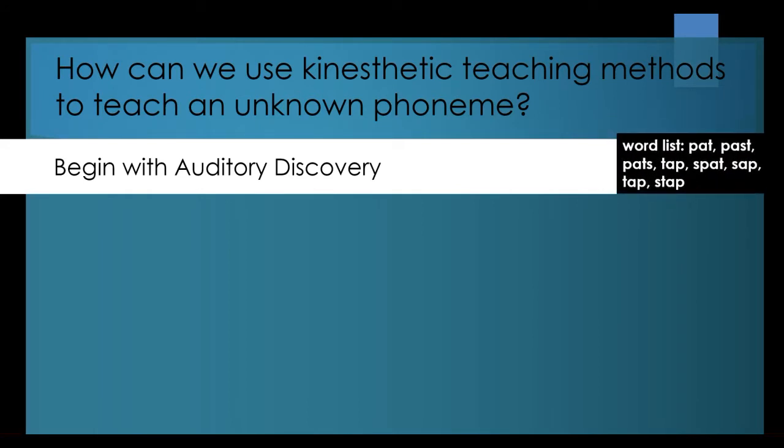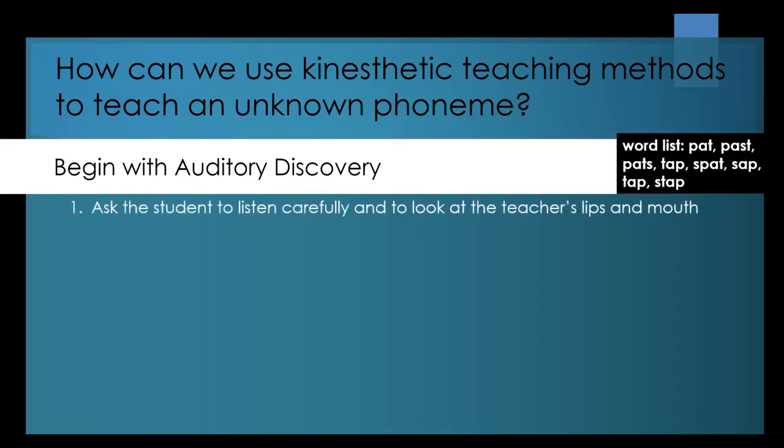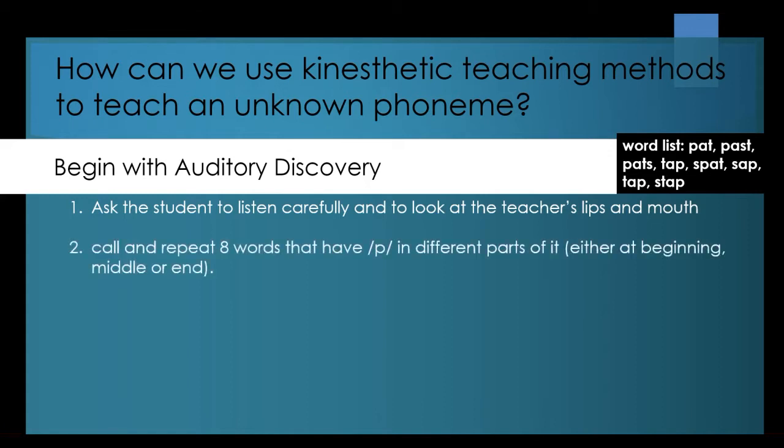So we'll give the student a word list. And we'll ask the student to listen carefully as the teacher reads the list. And we'll have the student look at the teacher's lips and mouth as they make the words. We'll say pat, past, pats, tap, spat, sap, tap, stap. We'll call and repeat the 8 words.